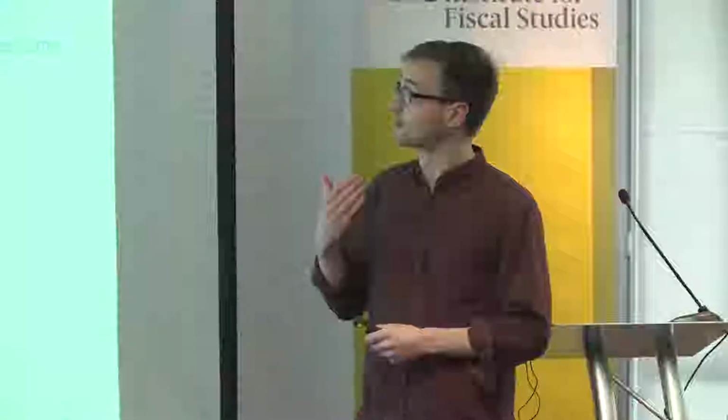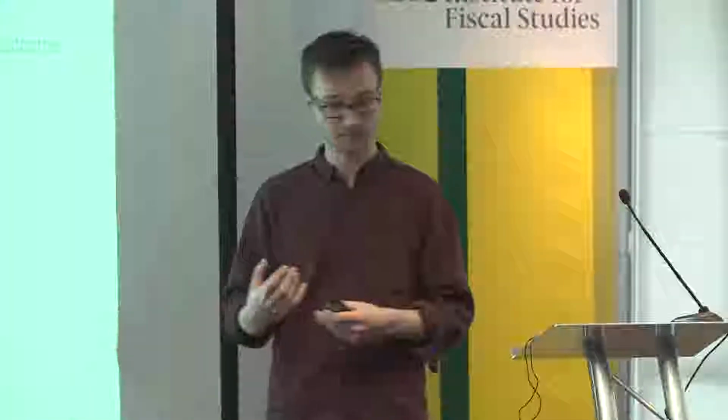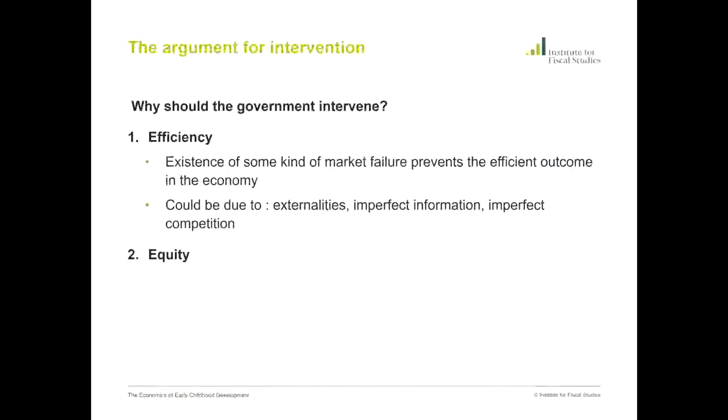So, what is the case for government intervention in early childhood development? Well, again, as I've already mentioned, it's going to come down to 2 broad arguments, one of efficiency and one of equity. So this will be a recurring theme in the lectures today. We're often going to be talking about these 2 bases of arguments. On the efficiency side, there is an argument that market failure prevents efficient allocations of investment in children in the economy. So this is going to be due to a variety of different things. It could be down to externalities, imperfect information, credit and time constraints, which I'll talk about in a moment.